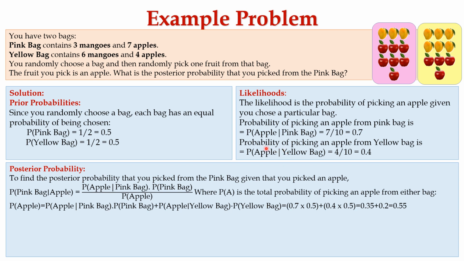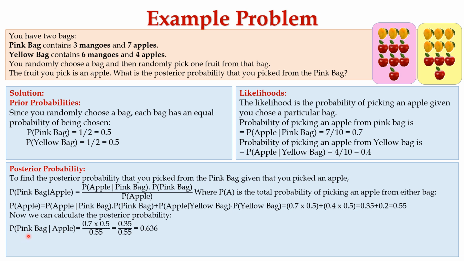We have found the likelihoods for this also. The probability of picking an apple from the yellow bag, probability of apple given yellow bag, is equal to 0.4. Similarly, the probability of yellow bag is 0.5. So now we can substitute: plus 0.4 into 0.5, which is equal to 0.35 plus 0.2, which is equal to 0.55. Now we can calculate the posterior probability.